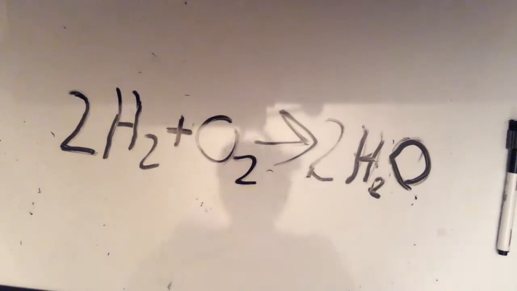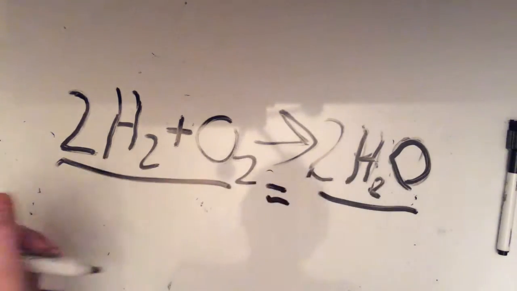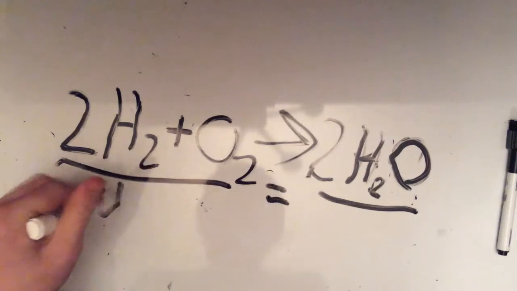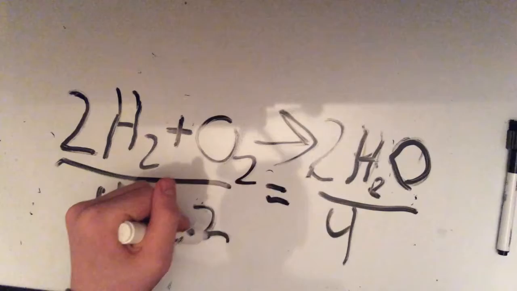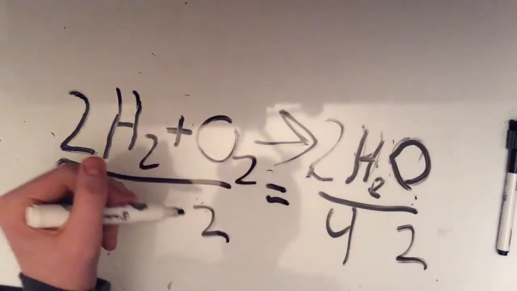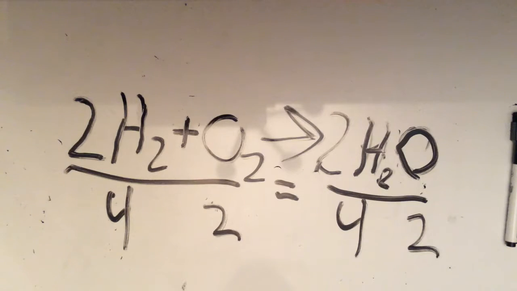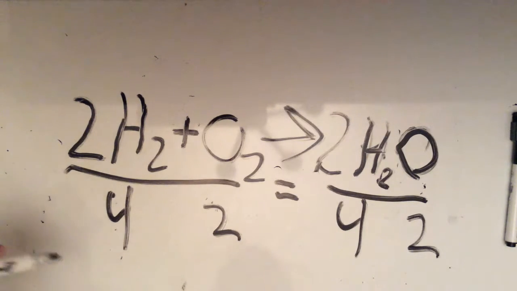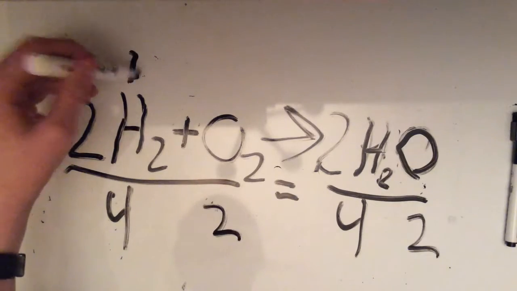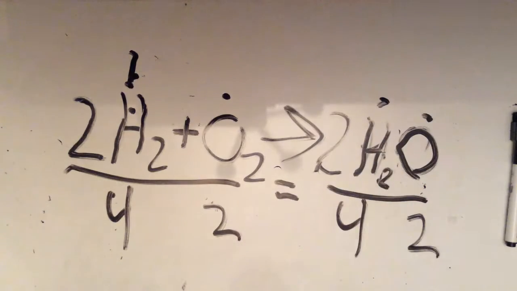So in the conservation of mass, the total mass of the reactants is equal to the products. So we have 4 hydrogens and 4 hydrogens over here, and 2 oxygens and 2 oxygens over here. So it's equal. So like I said before, this is the balanced equation. So the balanced equation has to have the same number of each atom on each side.